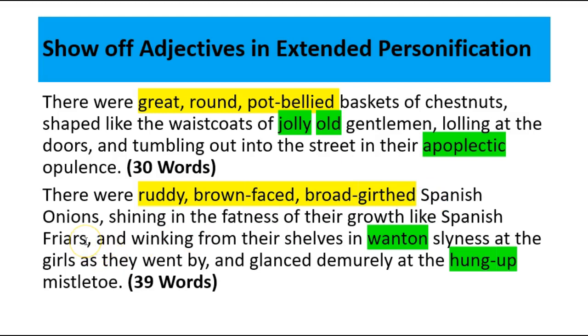So he's having a bit of a joke. Obviously, English friars would be much better behaved. And what are the Spanish friars doing? They're winking from their shelves in wanton slyness.